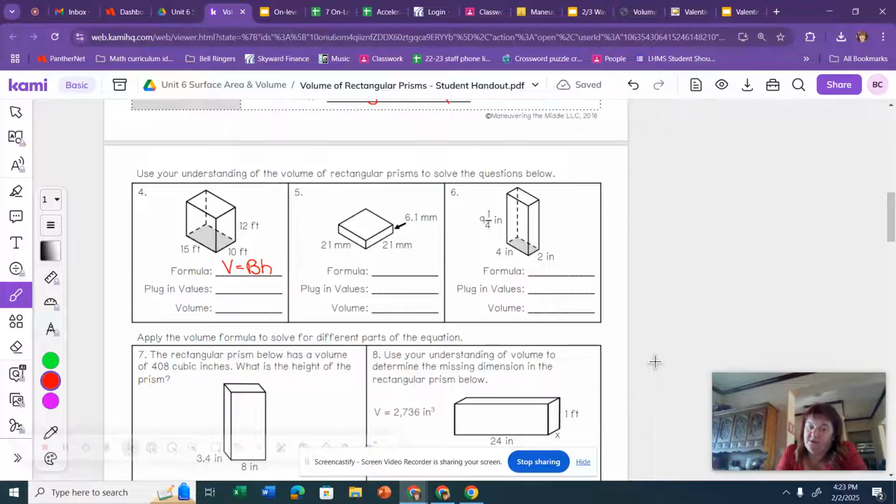Now let's plug in our values. We don't know what B is. We're going to find that. Volume equals big B. Let's put big B in parentheses. Big B is going to be 15 times 10. Height is going to be 12.